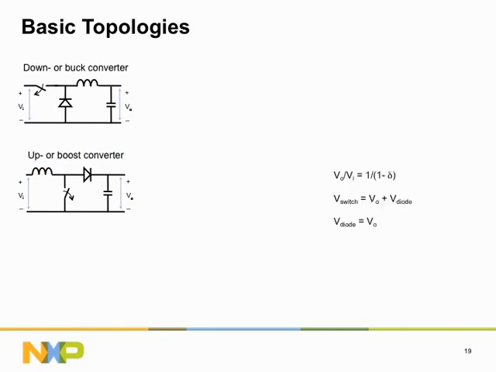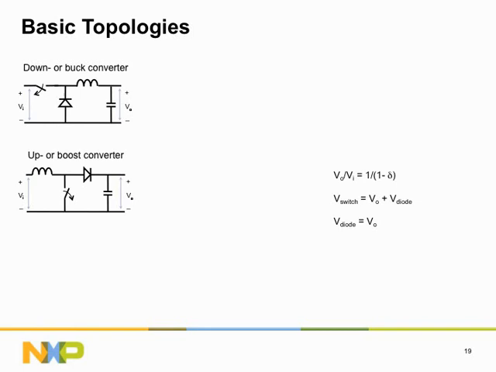Again, the relation between the input voltage VI and the output voltage VO is given in the first equation. The output voltage is equal to the input voltage divided by 1 minus the duty ratio, delta. As delta is always a value between 0 and 1, 1 minus delta is also a value between 0 and 1, and that results in the output voltage being always higher than the input voltage.